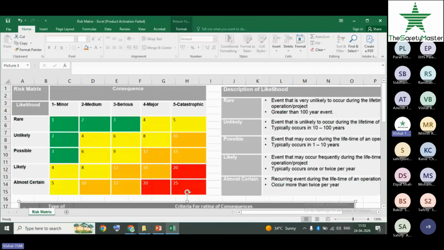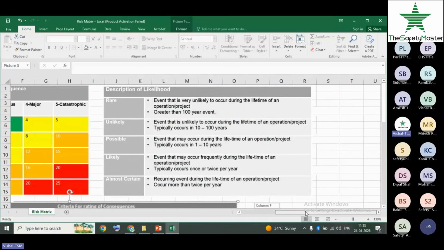Now moving on to the likelihood part. Likelihood means the chances of happening. Chances of happening means whether it is rare or almost certain. Rare means the event can happen once in more than 100 years. If it is 10 to 100 years, then it is unlikely. If it is between 1 to 10 years, then it is possible. If it is happening 1 or 2 times in a year, then it is called likely. If it is happening more than 2 times, then you can term it as almost certain.